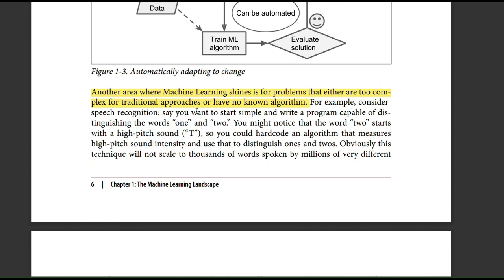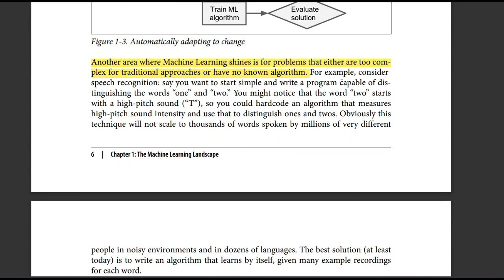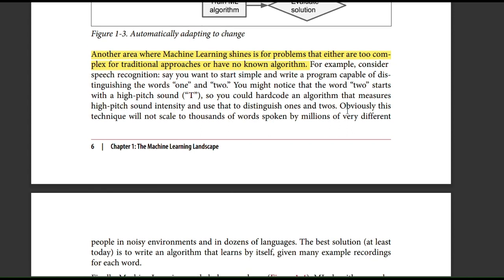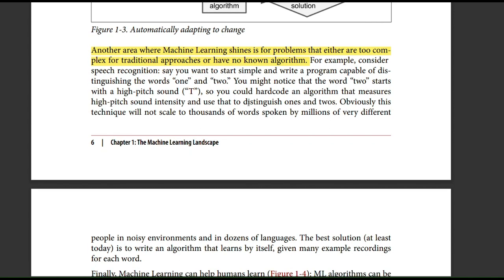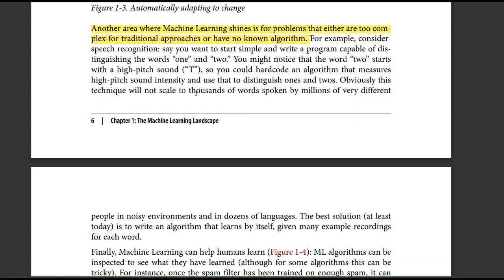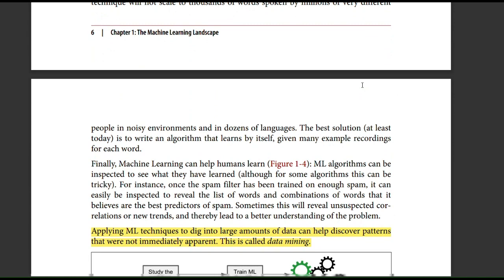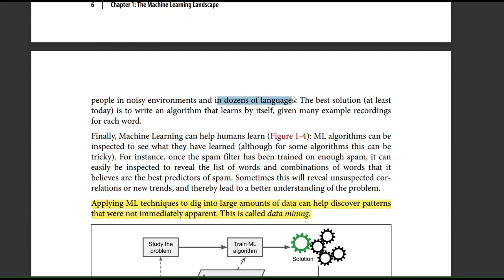Another area where machine learning shines is for problems that are either too complex for traditional approaches or have no known algorithm. For example, consider speech recognition. Say you want to start simple and write a program capable of distinguishing the words "one" and "two". You might notice that the word "two" starts with a high-pitch sound. So you could hard code an algorithm that measures high-pitch sound intensity and use that to distinguish ones and twos. Obviously, this technique will not scale to thousands of words spoken by millions of very different people in noisy environments and in dozens of languages.